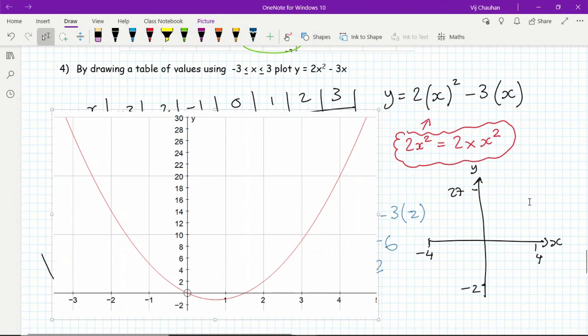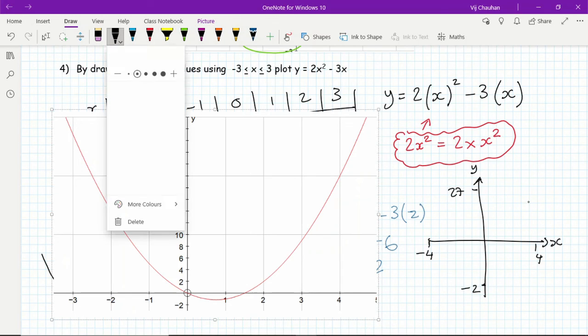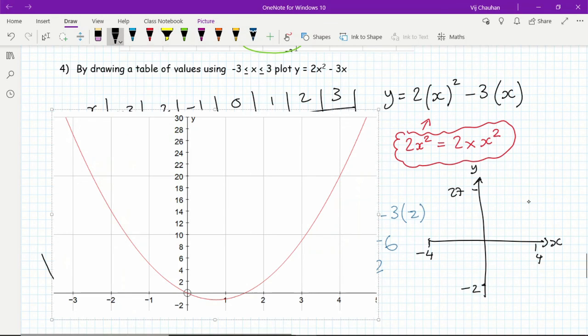As you can see, I've gone up on my y-axis in 2s just to make it a little bit easier, and you can see I've still got that perfect parabola. Now with this, the key thing we need to know is when you are joining the points, if I just mark out the points I should have got, I've got -3, -2, -1, 0, 1, 2, and 3.